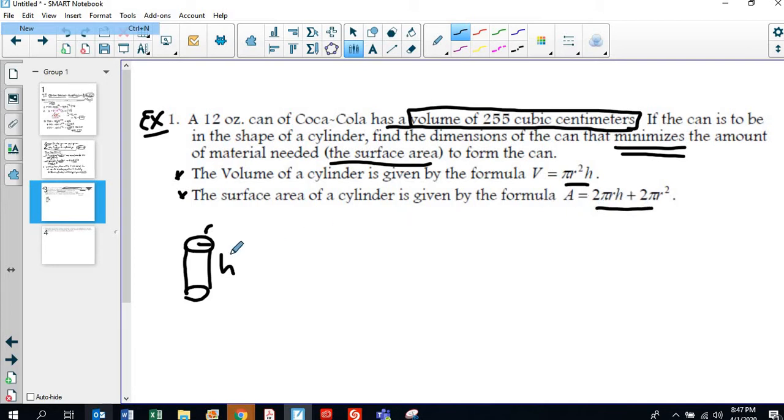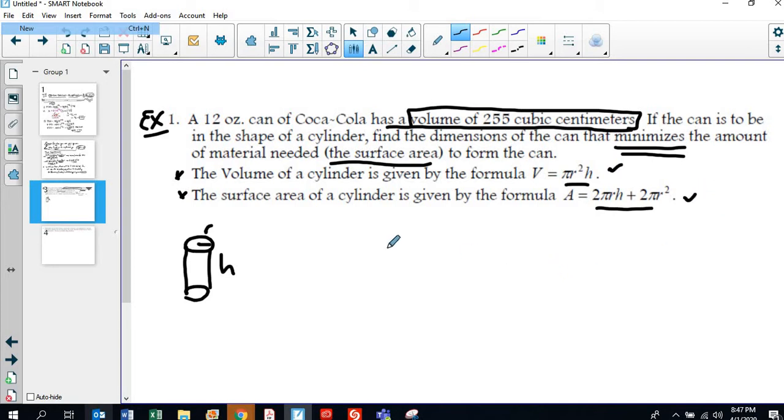Area is 2 pi r h, which is the circumference all the way around. That's the sides. And then 2 pi r squared. Area of a circle is pi r squared. There's a top and a bottom, so that's where the 2 pi r squared comes from, right? So you've got both volume and surface area.